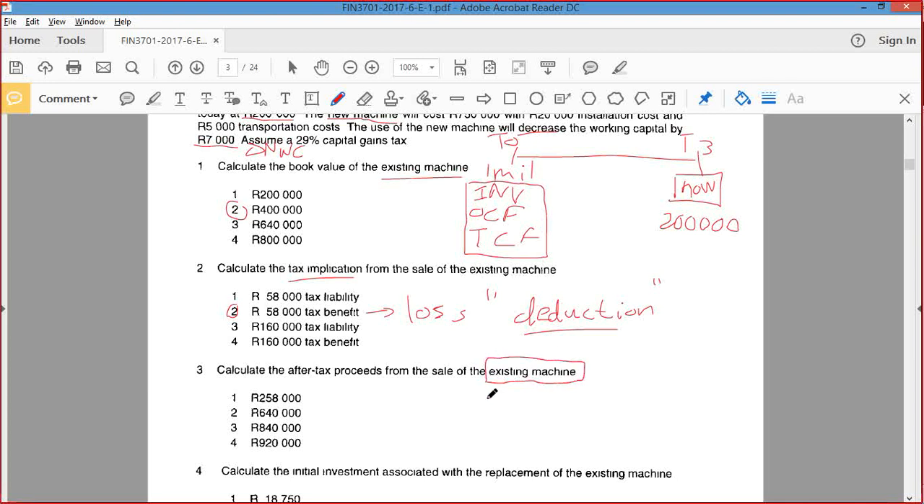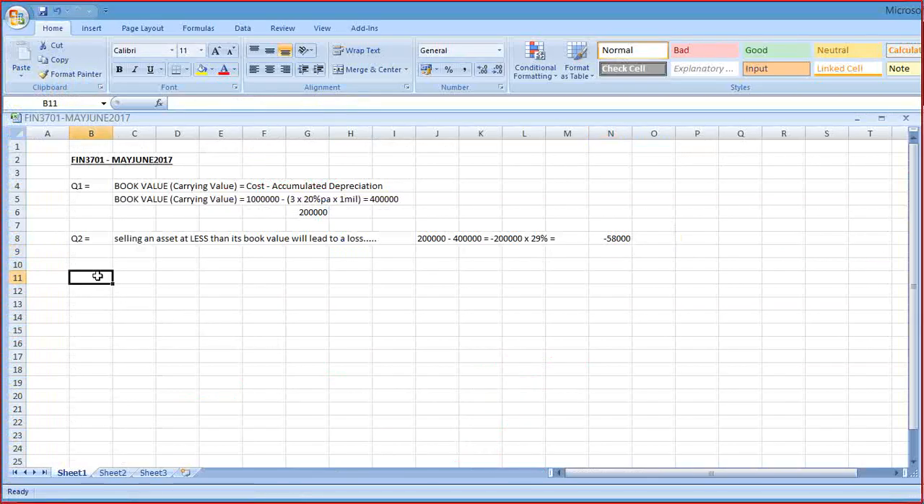Right, now that's easy, because you've got the proceeds. We just spoke about that. The proceeds were 200,000. Okay, you know that there is a tax benefit of 58,000. Right, so the net effect, the after-tax proceeds, would be 258,000. Option 1. Right, that would be the after-tax proceeds from selling the existing machine. It's just taking your answer from 1 and your answer from 2 and getting an answer for 3. Yeah, 100%. I'm with you on there. Okay, great.